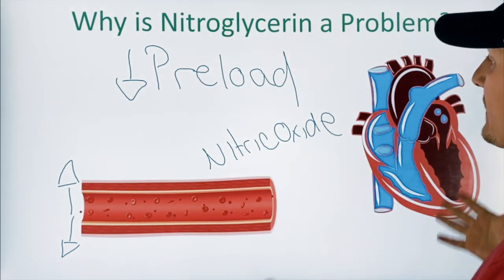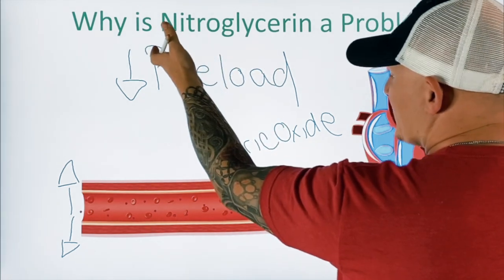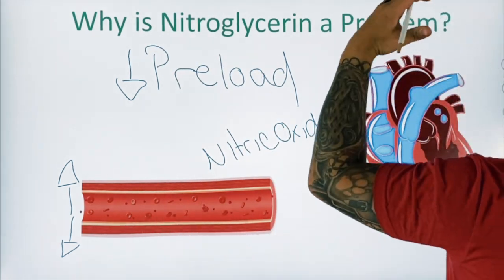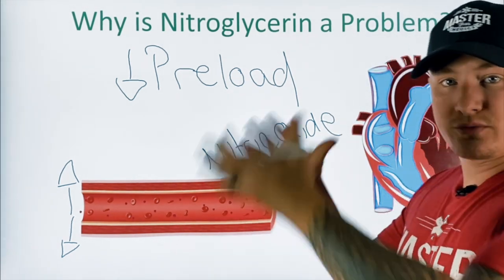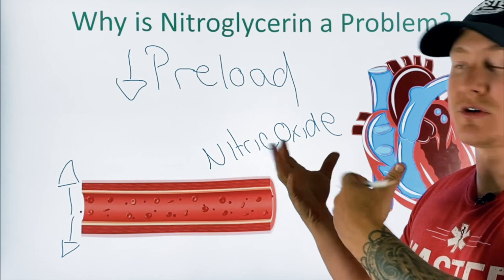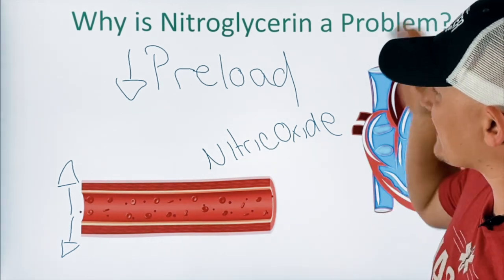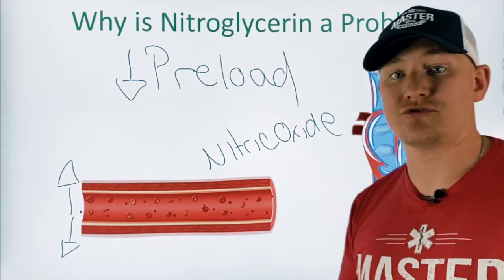And remember, these inferior MIs are very preload dependent. So if we decrease the preload by introducing too much nitroglycerin, then we're going to cause a pretty substantial drop in the ability to contract any blood through the heart and through the lungs, which means we're going to have a serious decrease in blood pressure due to the fact that we're decreasing all that preload that that heart needs at that moment by giving nitroglycerin.